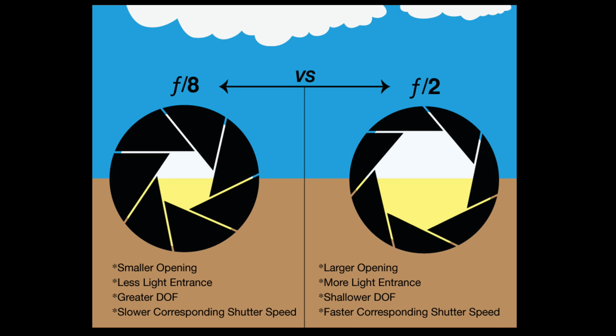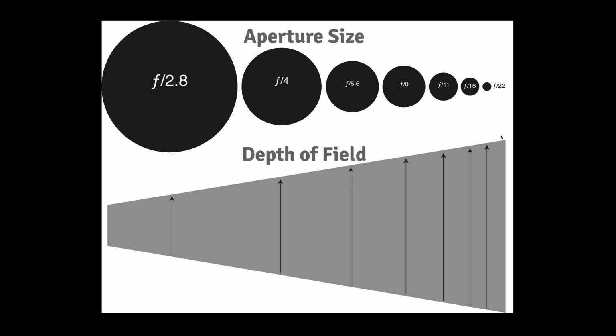Let's compare f8 to f2. At f8, there's a smaller opening, less light entering, a greater depth of field, and a slower corresponding shutter speed. At f2, there's a larger opening, more light entering, a shallower depth of field, and a faster corresponding shutter speed.